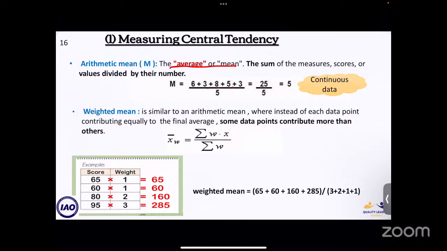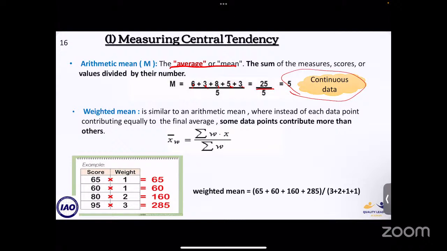Okay, so how do we calculate the mean? The sum of values. So meaning the sum of 6 plus 3 plus 8 plus 5 plus 3 is equal to 25. So how many values do we have? 1, 2, 3, 4, 5. So 25 over 5, that will give us an answer of 5. This is continuous data. Okay, is this clear? Arithmetic mean.